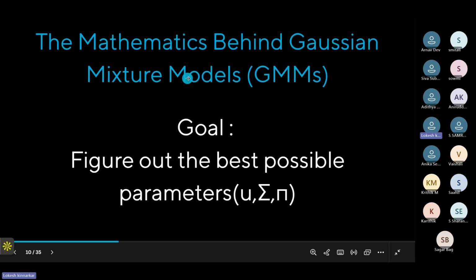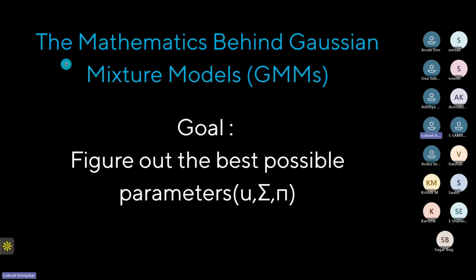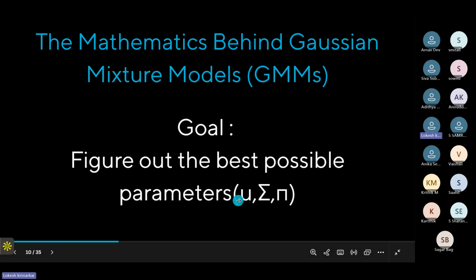Okay, so I'll take it as a no. So let's understand the maths behind the Gaussian mixture models. As I said, the goal is to figure out the best possible parameters: mu, sigma, that is the covariance, and this particular term pi, which I will discuss later on, why we need to define it.